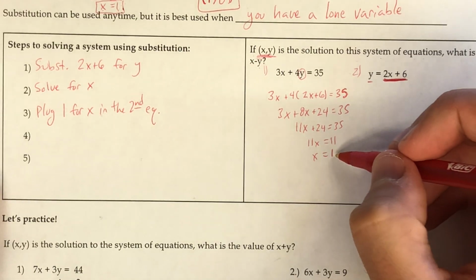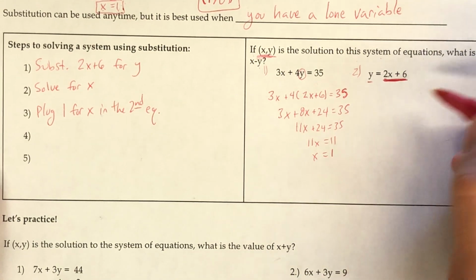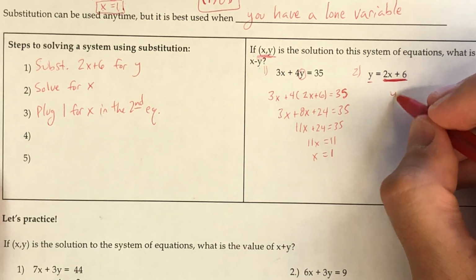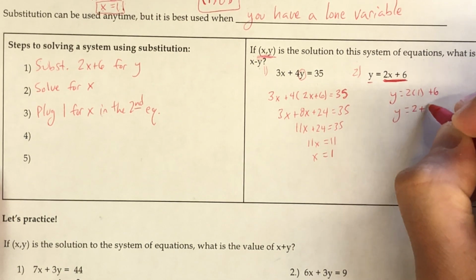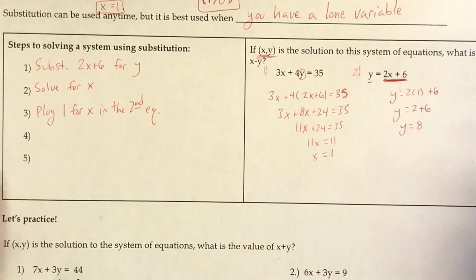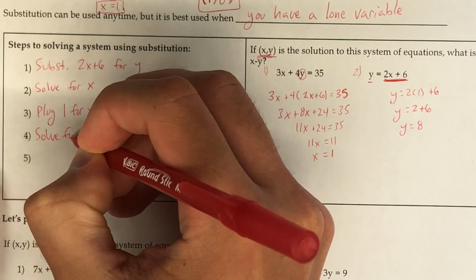You could technically do it in either of them. I'm going to do the second because it's easier. So we plug in 1 for x here. So we'll have y equals 2 times 1 plus 6. 2 plus 6, or 8. And I should note, what we did there was we solved for y.